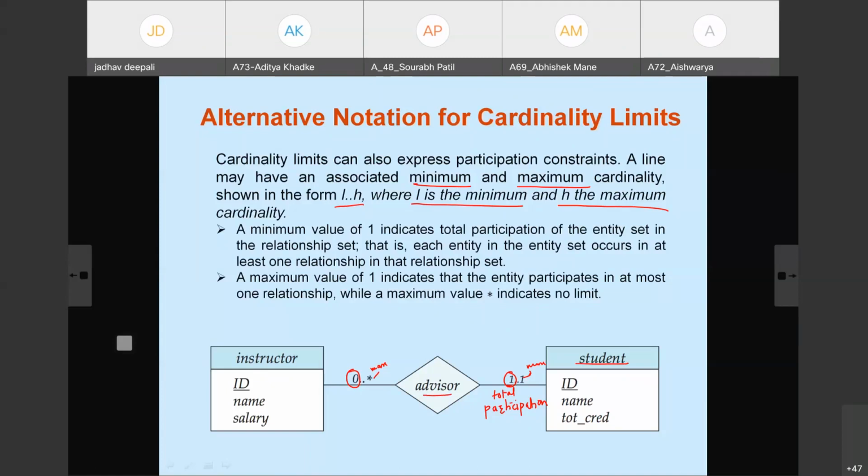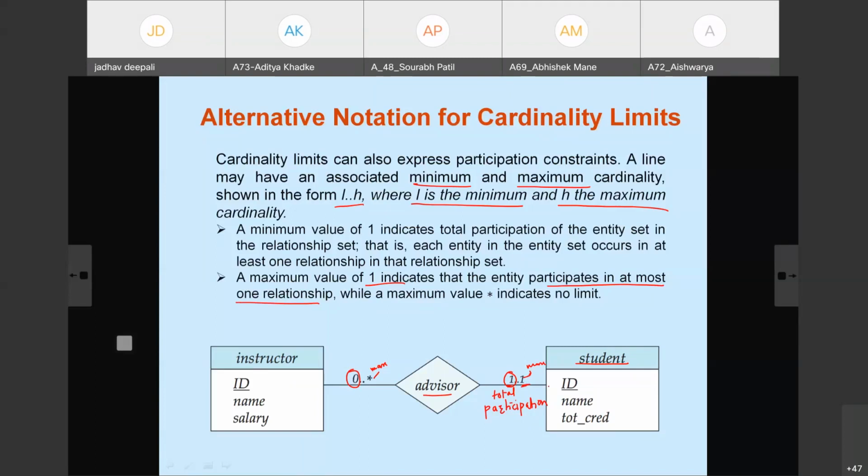A maximum value 1 in this example indicates the entity participates in at most one relationship. It means one student is associated with at most one instructor. That entity set participates in at most one relationship set. Minimum 1, maximum 1, so one student is associated with only one instructor.